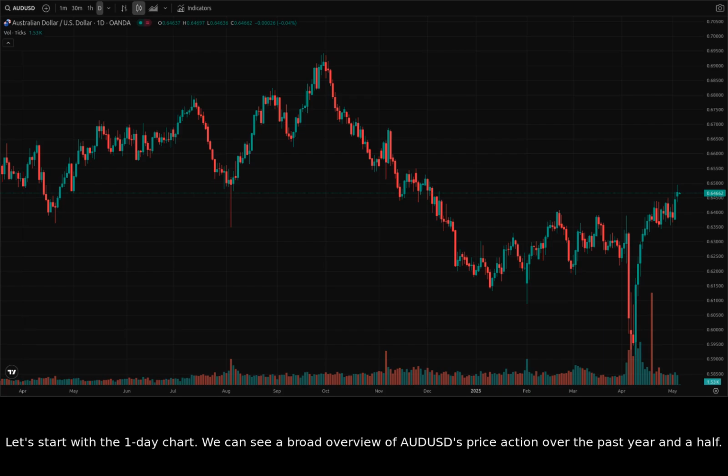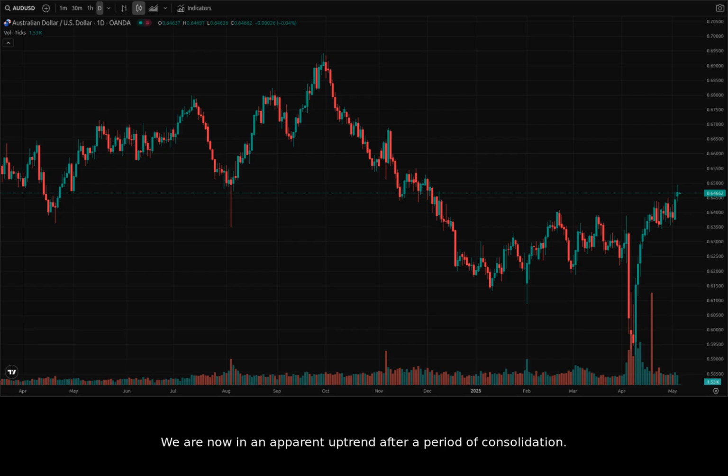We can see a broad overview of AUDUSD's price action over the past year and a half. We are now in an apparent uptrend after a period of consolidation. Looking at the daily chart, we see a recent surge in price, confirming the news reports of hitting a 5-month high. This surge appears to be approaching a resistance level near 0.647, previously tested in late 2024. A break above this level could signal further bullish momentum.